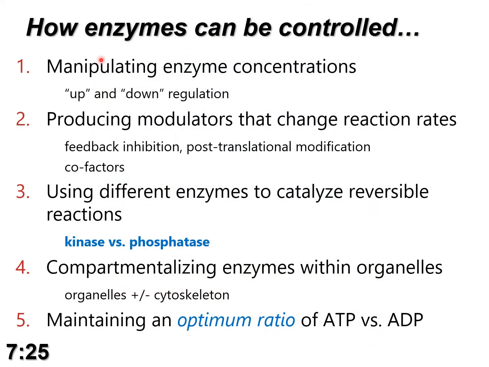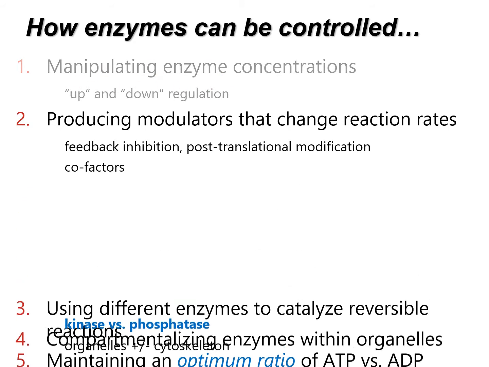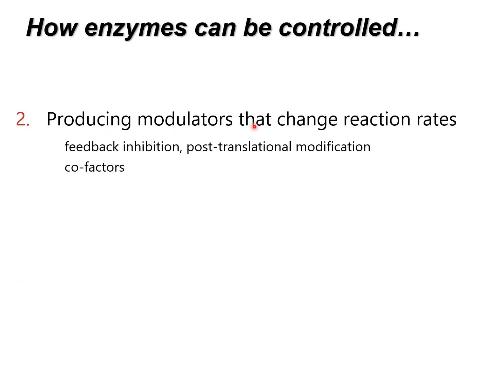And so we've talked about manipulating enzyme concentrations, up and down regulation. Now let's talk about number 2, producing modulators or removing modulators. You can do both. That change reaction rates. The concepts include feedback inhibition, some post-translational modification, and cofactors. So we're going to show you some examples, or I may get to these later on. I'm going to do a lot more later on, but certainly these two for sure.